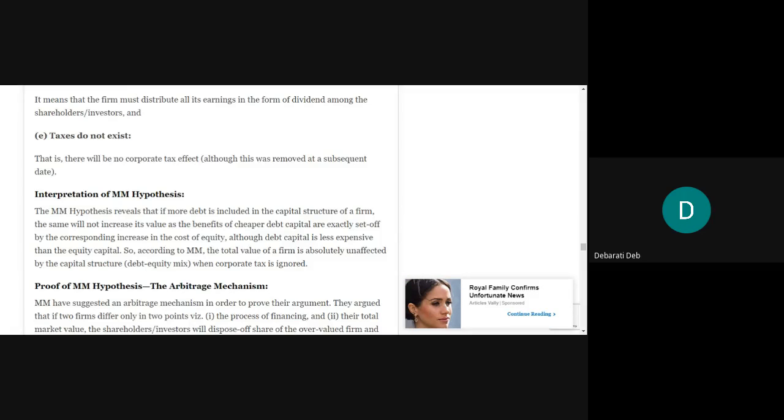But in order to inform you, there is a hypothesis with taxes also. We will study that also. In the first hypothesis or in the first approach, there are no taxes. But in the second approach of the hypothesis, there will be taxes. We will study that also. So there will be no corporate tax effect, although this was removed at a subsequent date. This was the first hypothesis developed. After a certain period of time, this point has been removed and taxes have been included.